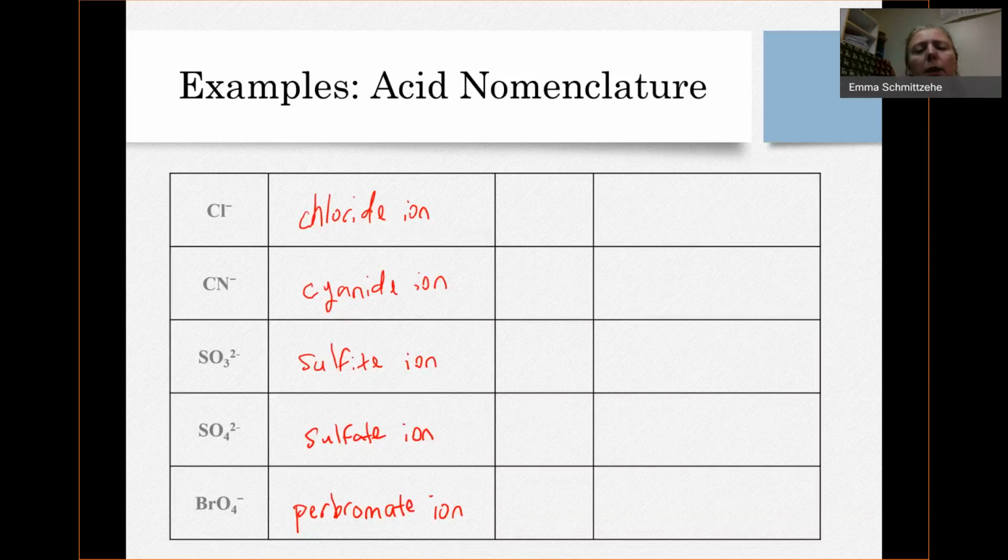And so what we can do is convert those names to the corresponding acid name. But first, I'm going to write down the corresponding acid formula, okay? So maybe I should label this table. This is the anion formula. My writing is pretty poor on this. That's okay. And this is the anion name, okay? And let's write down what the acid formula would be.